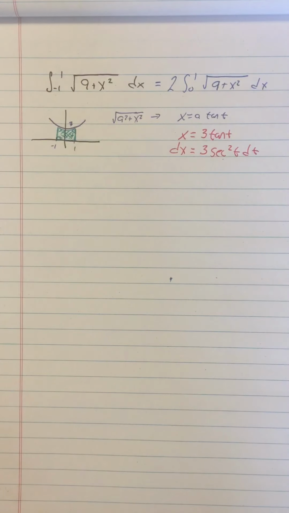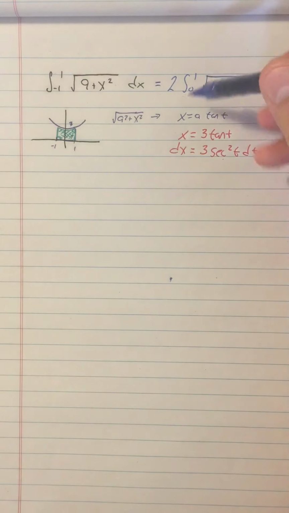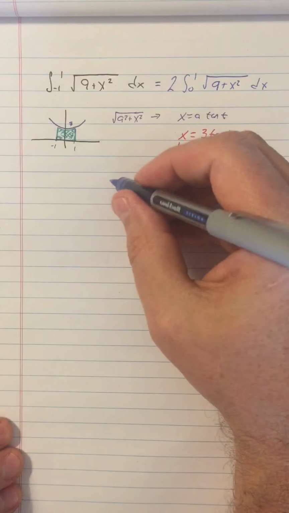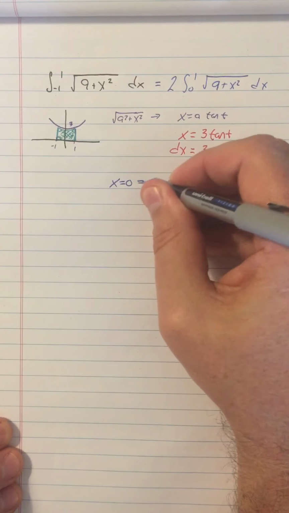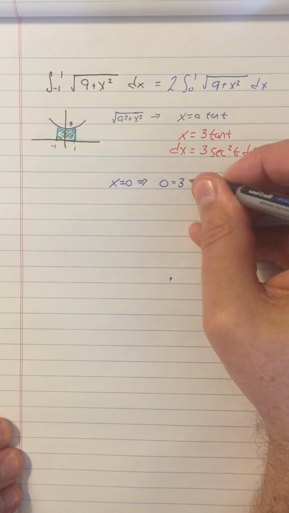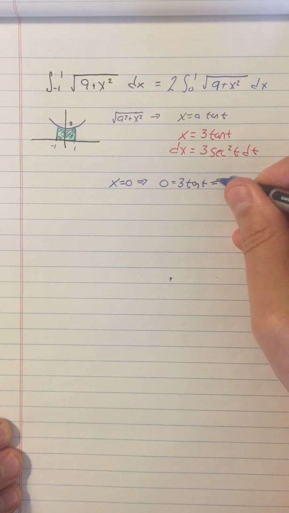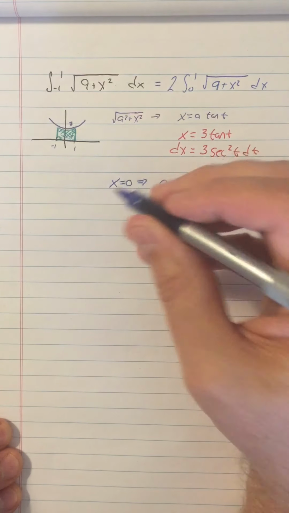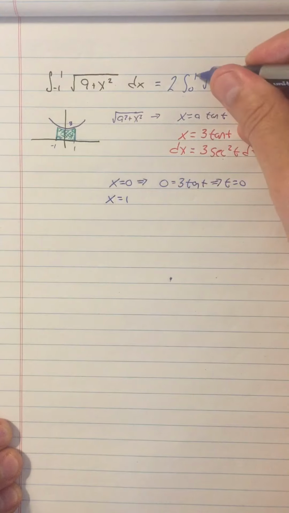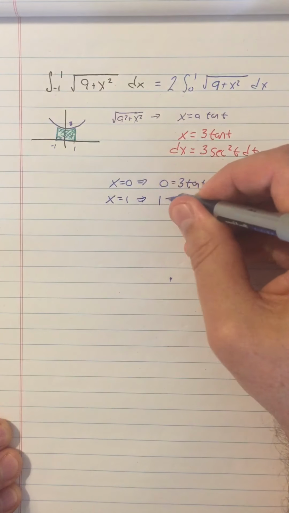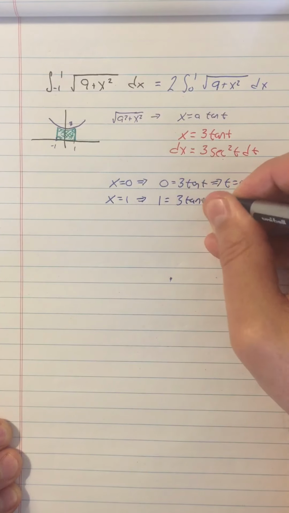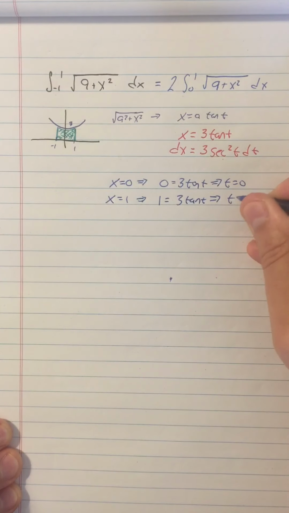because the derivative of tangent is secant squared. Now we need to do our change of limits again. When I have x equals 0, then I have 0 equals 3 tangent t. The only way that's going to be 0 is if tangent t is 0, and that's going to happen when t equals 0. So that's nice. But then when I have x equals 1, my limit up here, I have to solve 1 equals 3 tangent t. That means that tangent of t equals 1/3, and that means that t equals the inverse tangent of 1/3.